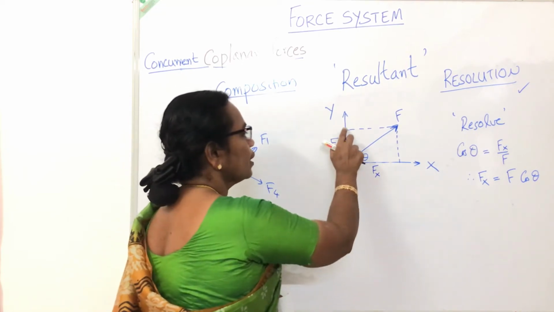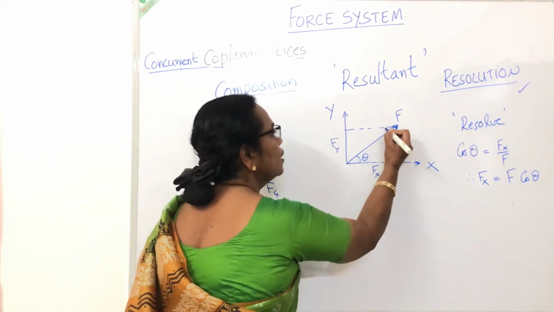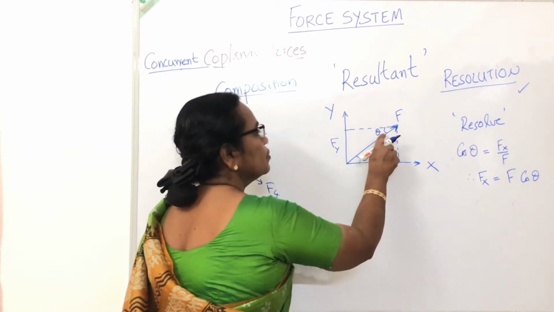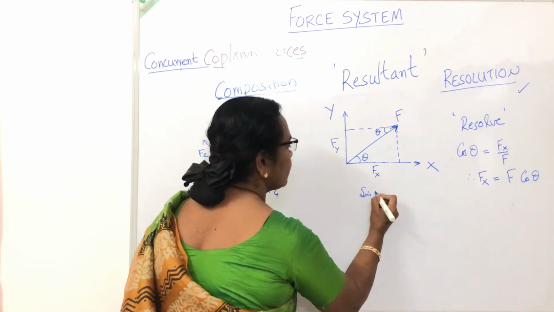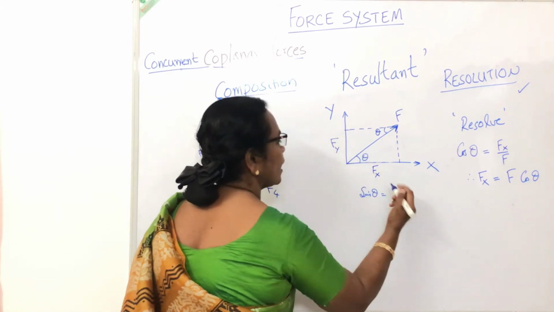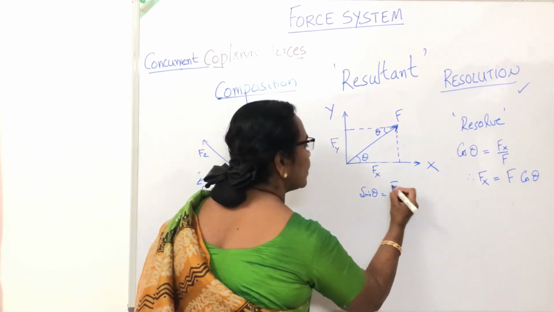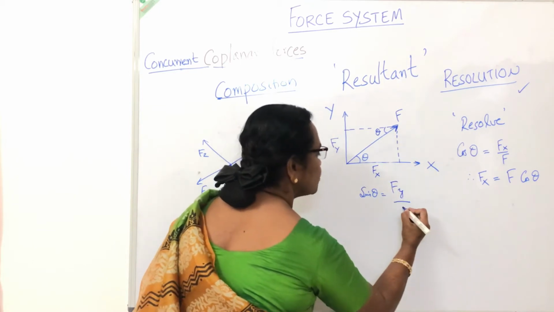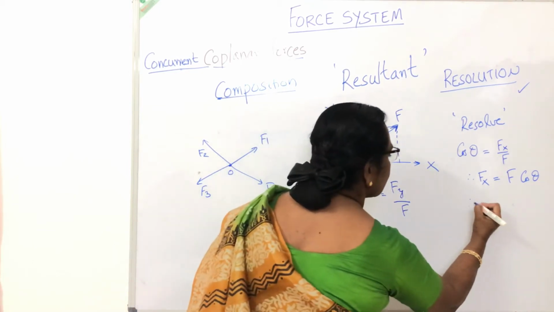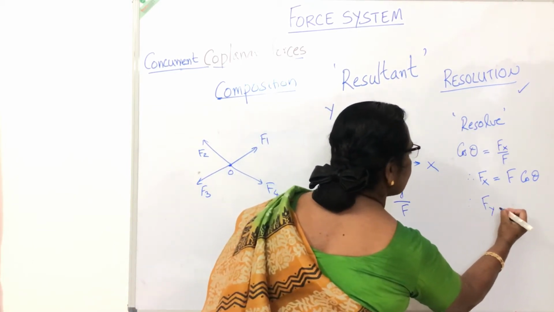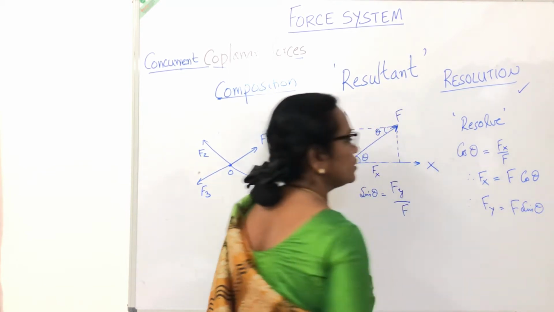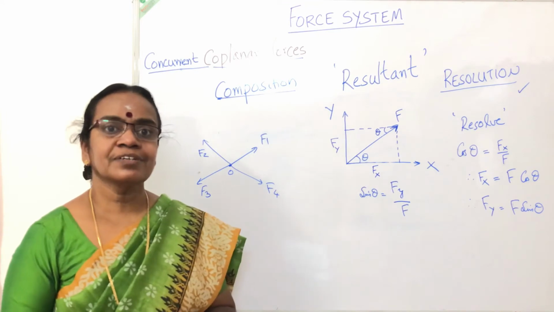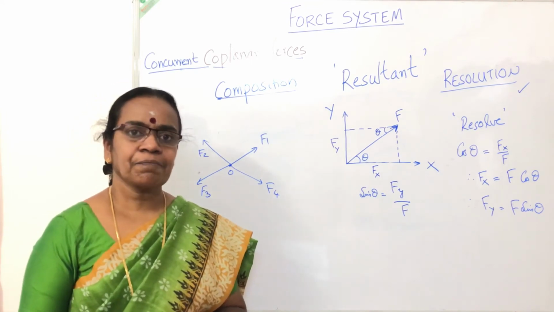Then what about this y component? If this is theta, this is also theta. So looking into this, sin theta is equal to opposite side divided by hypotenuse. Therefore Fy is equal to F sin theta. So hereafter we can remember this.